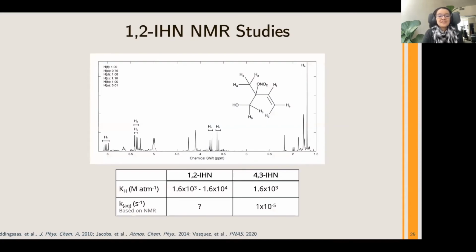We did finally, after many years, successfully synthesize a 1,2-nitrate standard. However, it is quite impure, and so it does still limit what we can do with it. I'm showing the NMR for this standard on the screen.